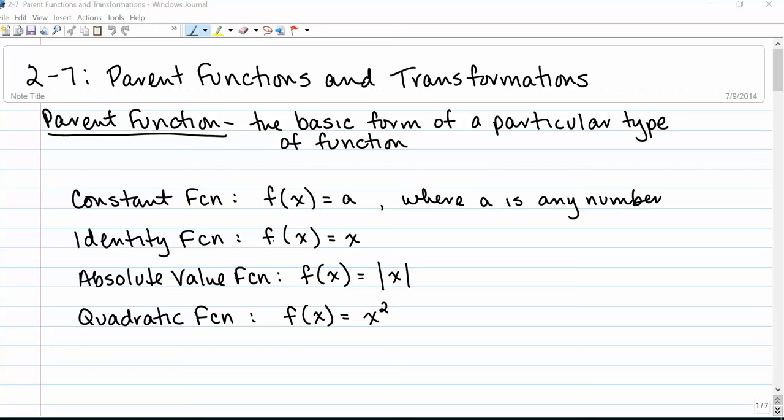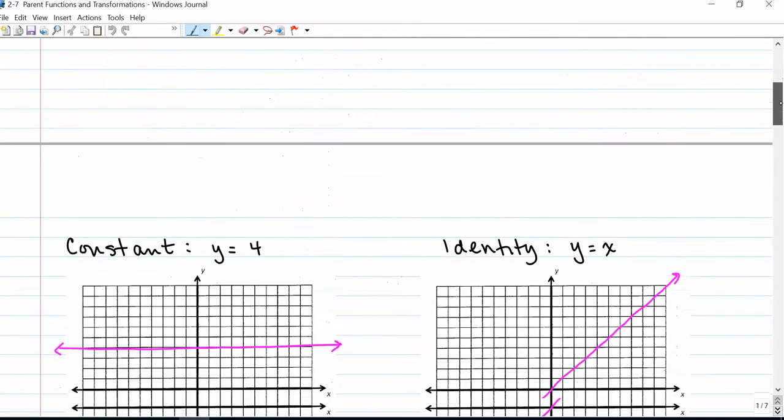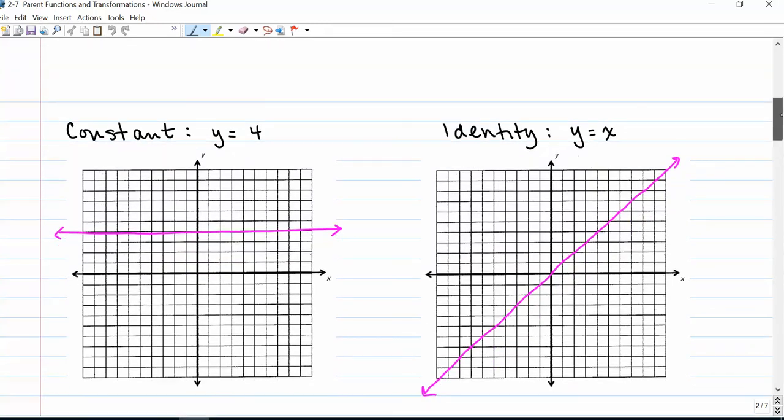The identity function, where f of x equals x. The absolute value function, where f of x equals the absolute value of x. And the quadratic function, f of x equals x squared. Here's a graph of what each of them looks like.